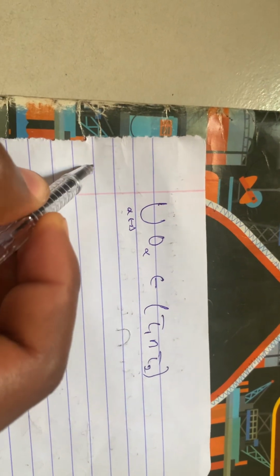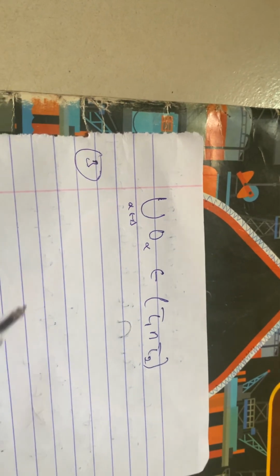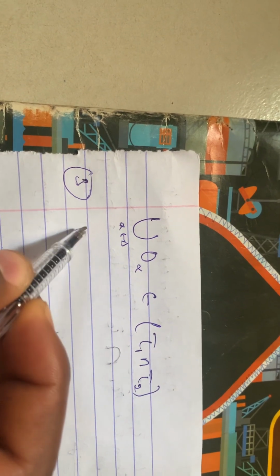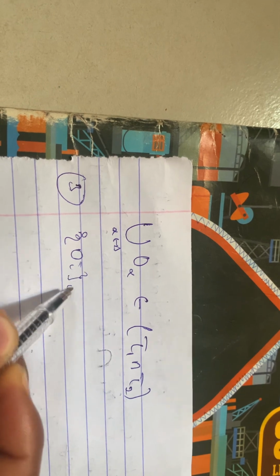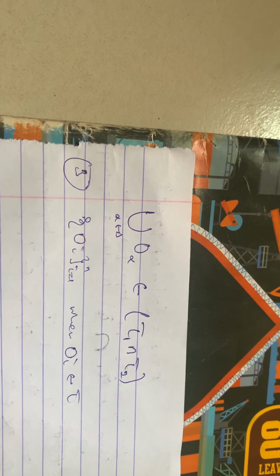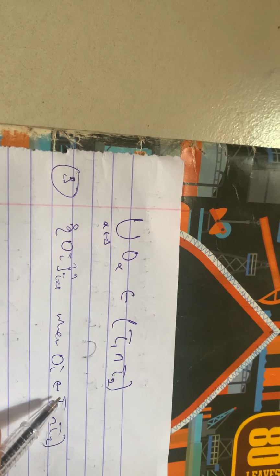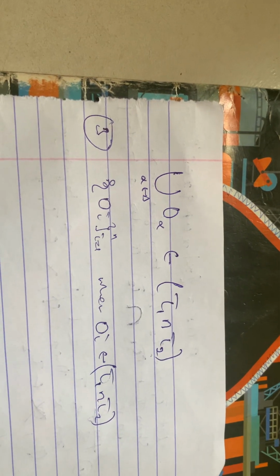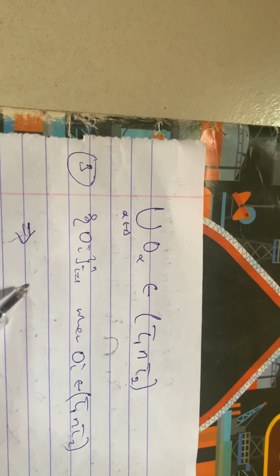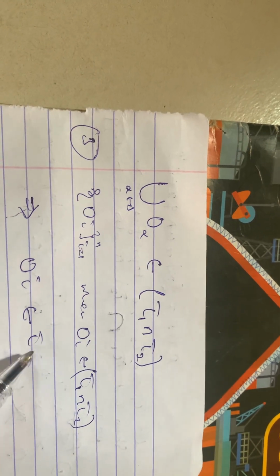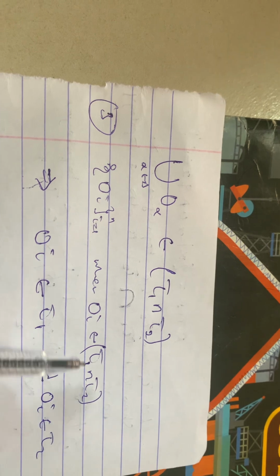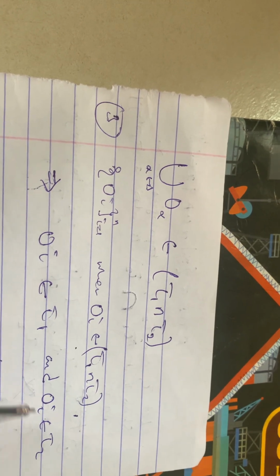Now we'll also take a similar approach to the finite intersection of open sets in the topology. So we say take any finite O i such that i equals 1 to n, where O i is in the topology T1 intersect T2. Since O i is in T1 intersect T2, this implies that O i is in T1 and the same O i is in T2.